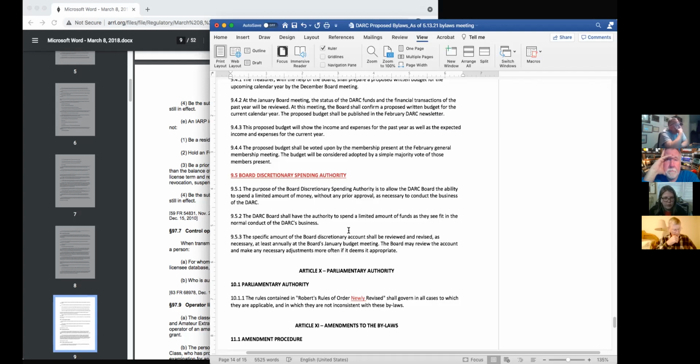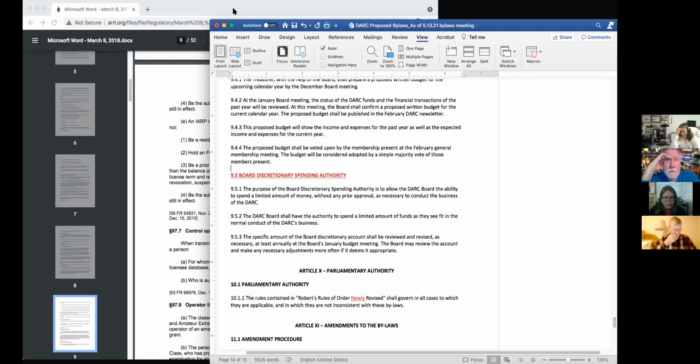9.5.3, the specified amount of the board discretionary account shall be reviewed and revised as necessary at least annually at the board's January budget meeting. The board may review the account and make any necessary adjustments more often if it deems it appropriate.